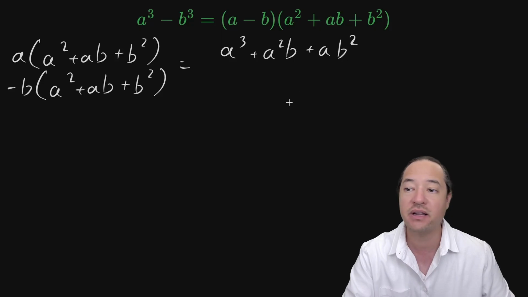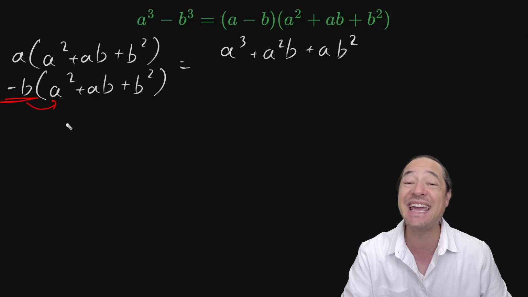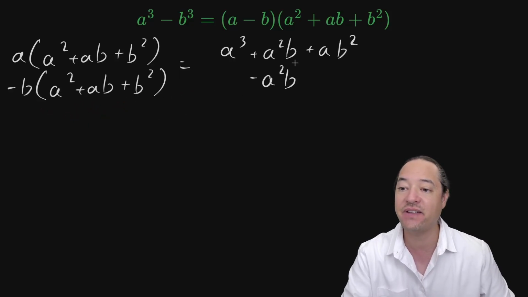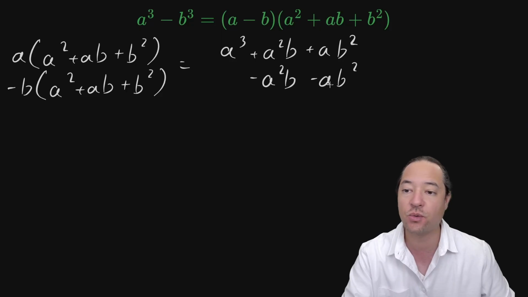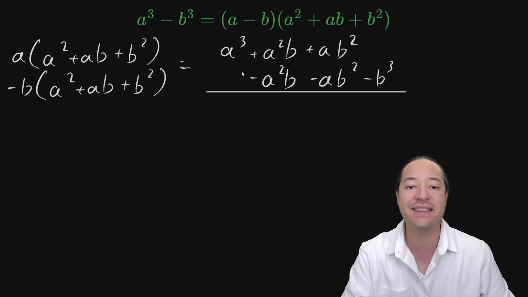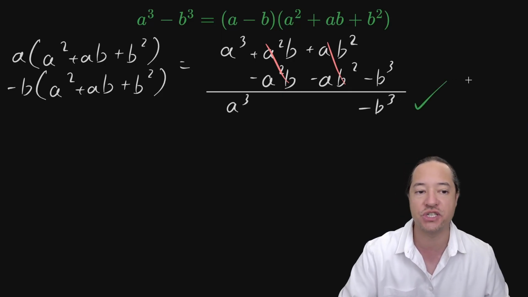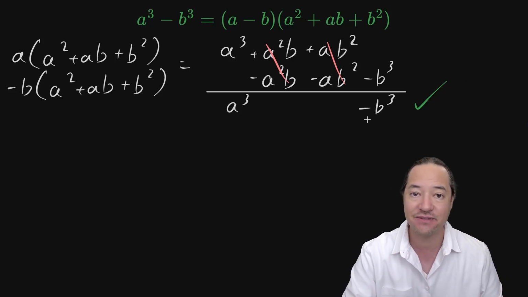ab squared. And on the bottom, well, let's think of this as distributing a negative b into the parentheses. That might be the easy way to do this. This will give us a negative a squared b, and then a negative ab squared, and then finally a negative b cubed. Just like that. And so now when we add these two together, sure enough, these are going to cancel out and we'll just be left with an a cubed minus a b cubed, which is exactly what we were hoping to achieve here. Okay, so this formula does in fact work.